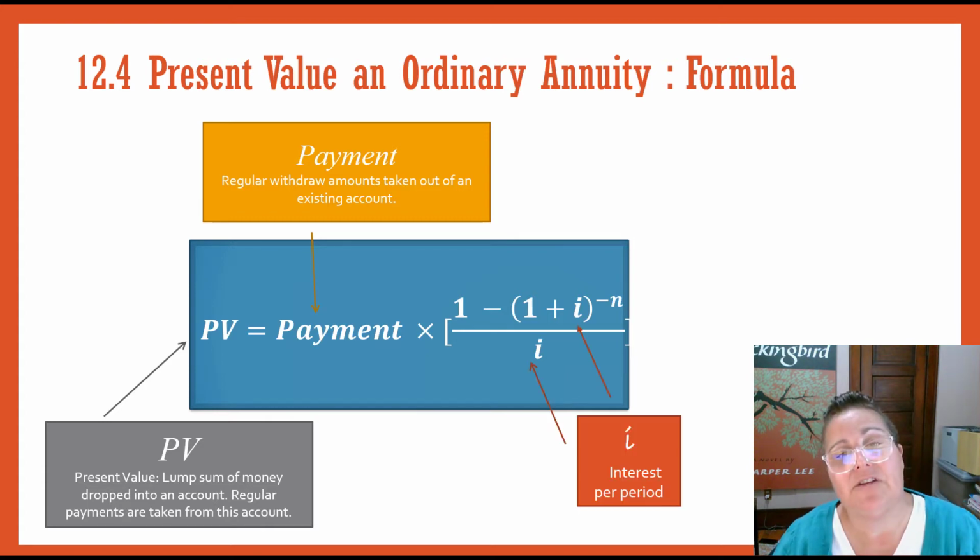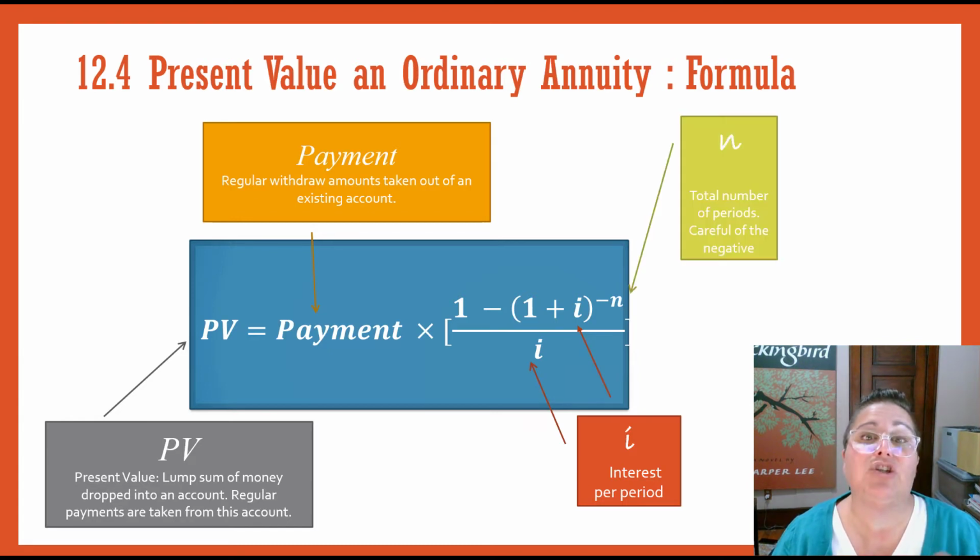The I is the interest per period. It is the same. The N value is the total number of compounds. In this formula, that N is negative. Please be careful of the negative. You will also notice that this is 1 minus the 1 plus I to the negative N and not minus 1. There are a few small tweaks to the formula that make it different but cause huge differences in your answers.